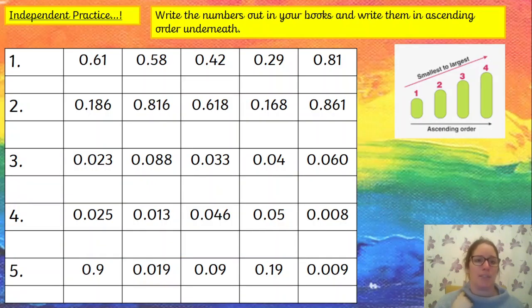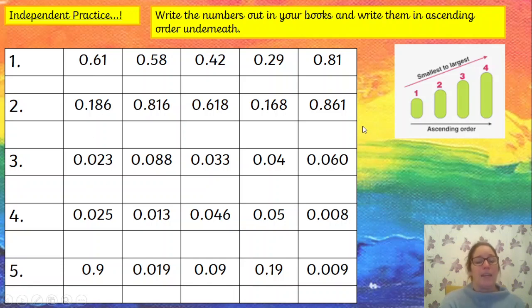So, independent practice time. Can you write the numbers out in your books and write them in ascending order underneath? Ascending order, I've put a little picture there to remind you, is from smallest to largest. So for number 1, you're going to write out 0.61, 0.58, 0.42, 0.29 and 0.81. Then in the next line, you're going to write them in ascending order, from smallest to biggest. Then you're going to do the same for number 2, number 3, number 4, number 5.